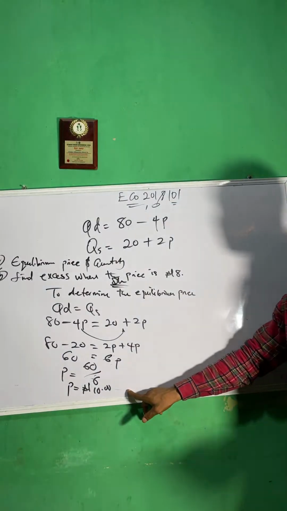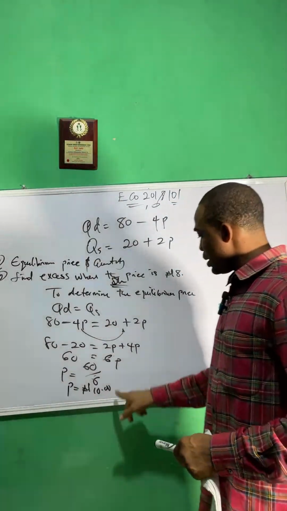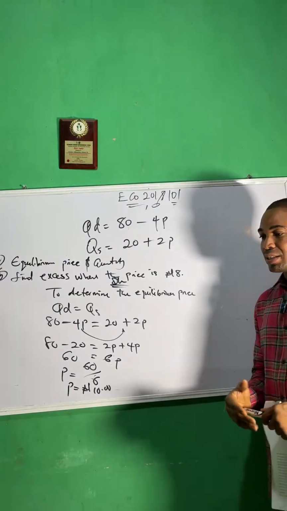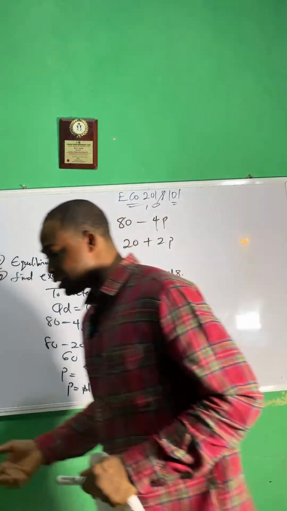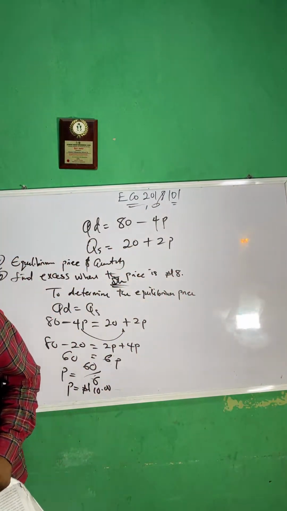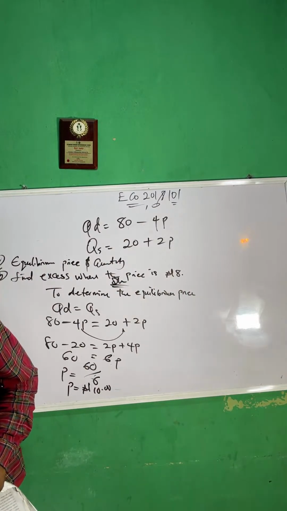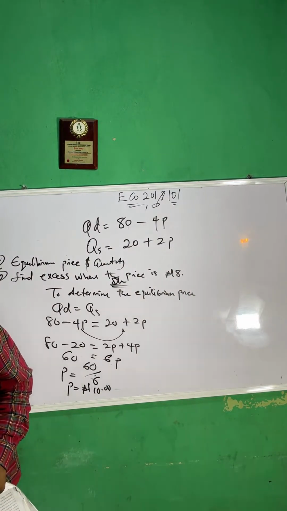This is the price that is at equilibrium. This is a price whereby the consumer is satisfied and the seller is also okay with the price. So the equilibrium price is 10.